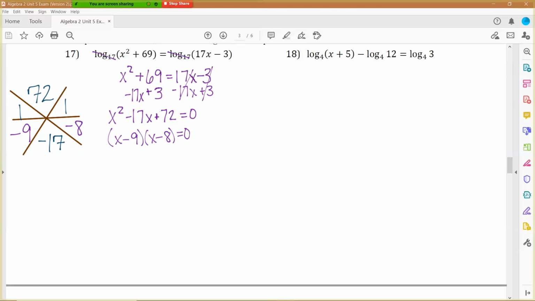Therefore, that gives me factors of x minus 9 and x minus 8. When I set both of those equal to 0, using the zero product property, I get solutions of x equals 9 and x equals 8. If I take a minute to quickly check to make sure they both work, I can plug both of them in both of these parentheses and not get a negative answer. So I know they're both solutions.